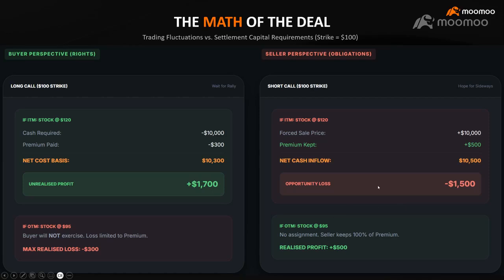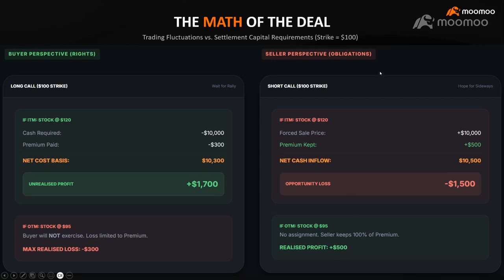If you are shorting the call and the stock price is trading at $95, the buyer will not exercise, which means it's out of the money. After expiration, you just keep 100% of the premium, which is $500, just like that.